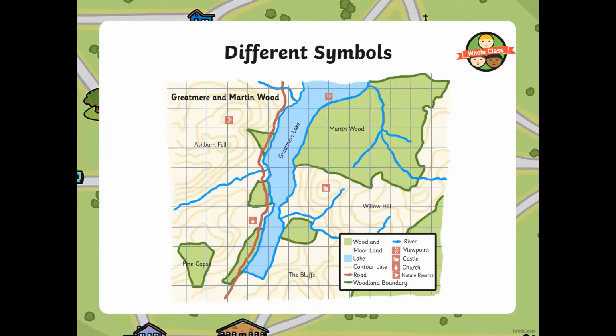Have a look at this map. And here, the legend, there are different symbols as well. It says here that green is woodland, and blue is where a lake is. The red lines are a road, and the blue ones are a river. Can you find where the castle is, or the church, or a nice viewpoint, or a nature reserve? Look closely at the map and try to identify some of the symbols.